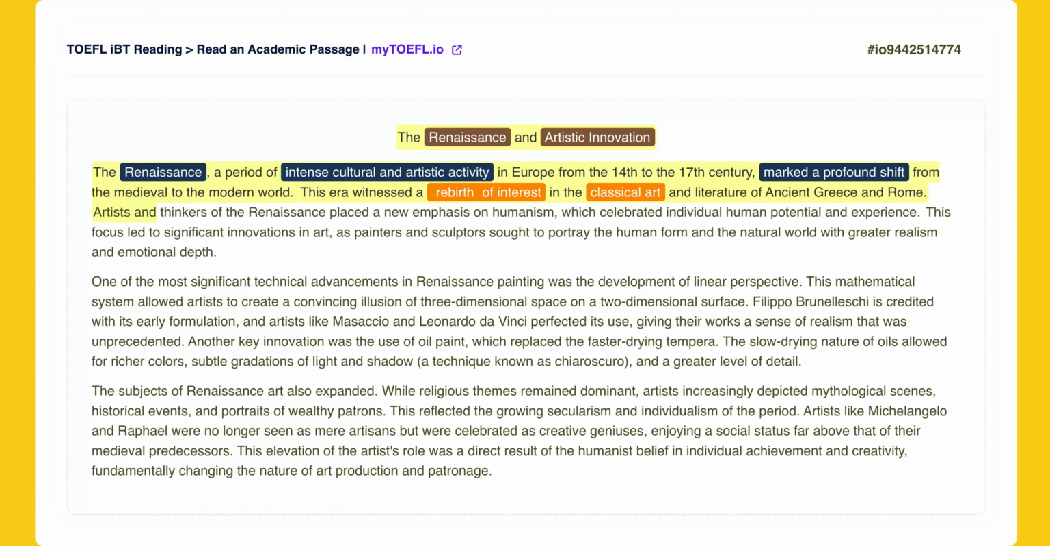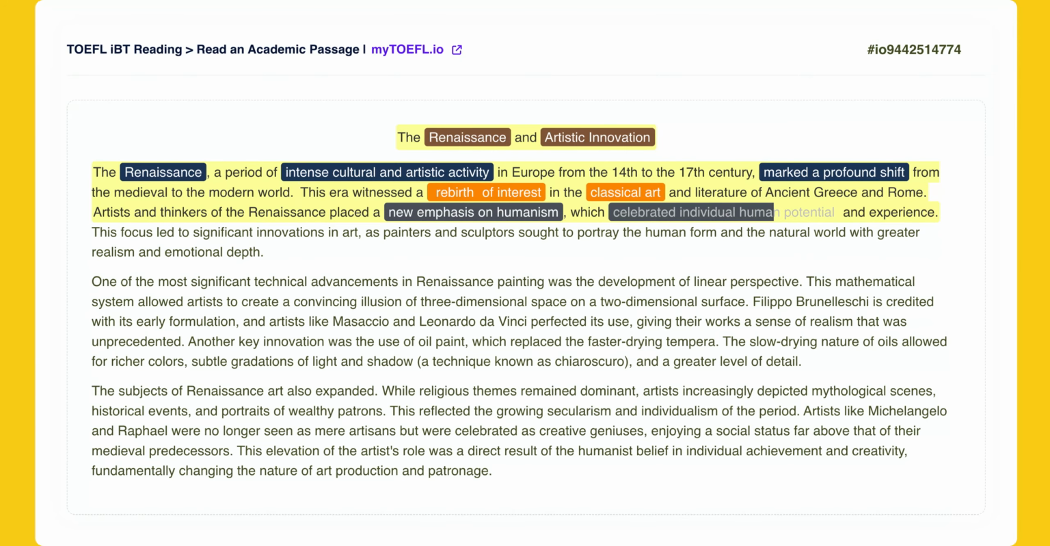Artists and thinkers of the Renaissance placed a new emphasis on humanism, which celebrated individual human potential and experience. Now we get to the philosophy. The new emphasis on humanism is crucial. This idea celebrated individual human potential and experience. In TOEFL terms, this is a cause. The effect of this humanist thinking will be seen in the realistic way humans were painted. Always look for these intellectual foundations.